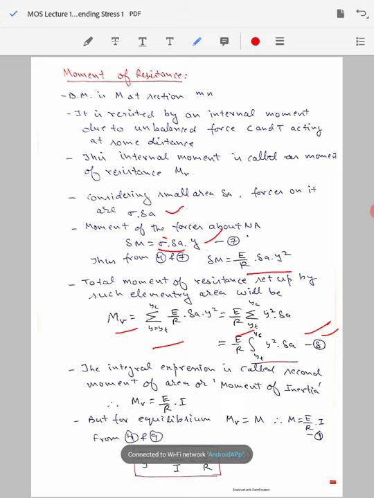So for equilibrium, MR is equal to M, and that's why we can say that M is equal to E by R into I. That is the expression we have got here. And now we have already got sigma by y is equal to E by R, and we substitute E by R is equal to M by I. So we get sigma by y is equal to M by I is equal to E by R. Okay. So this is our expression for bending.